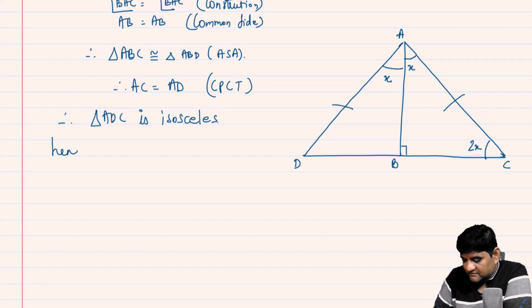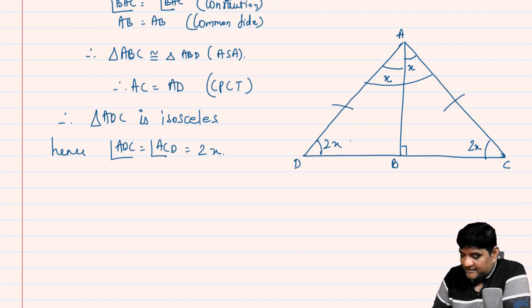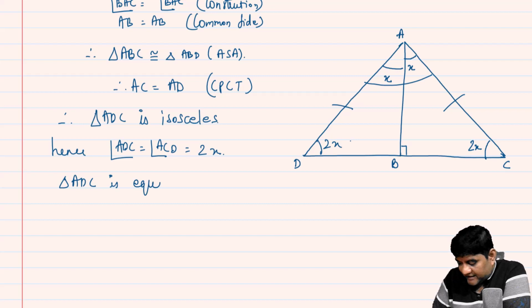hence angle ADC is equal to angle ACD, and that's equal to 2x. So this is also 2x. Now please note that this angle is also 2x, this is also 2x, and that's also 2x. That would mean that the triangle ADC is equilateral. Triangle ADC is equilateral.